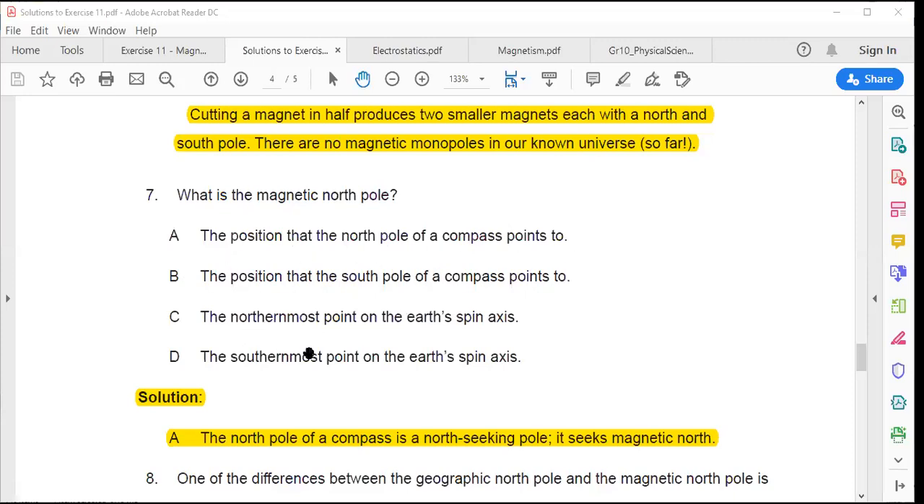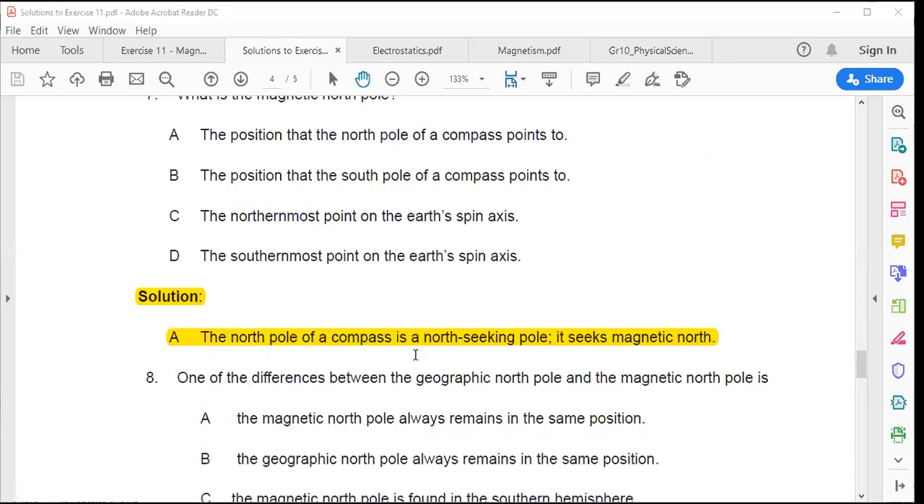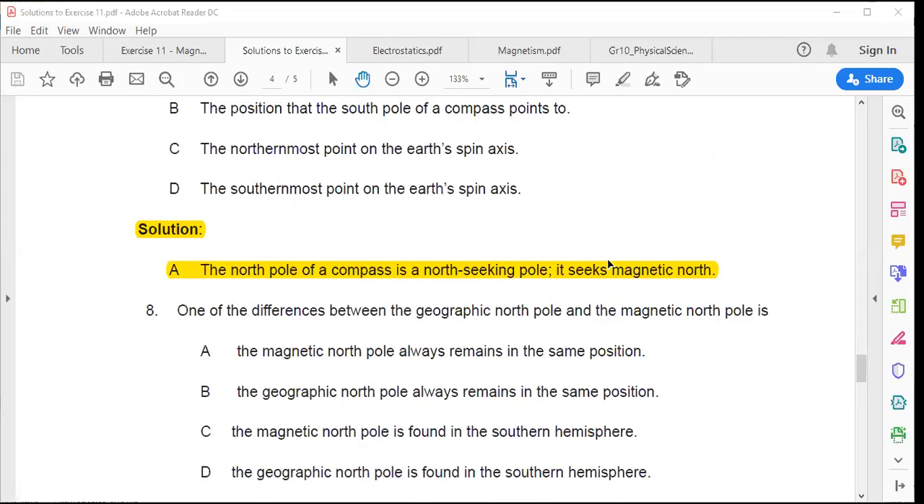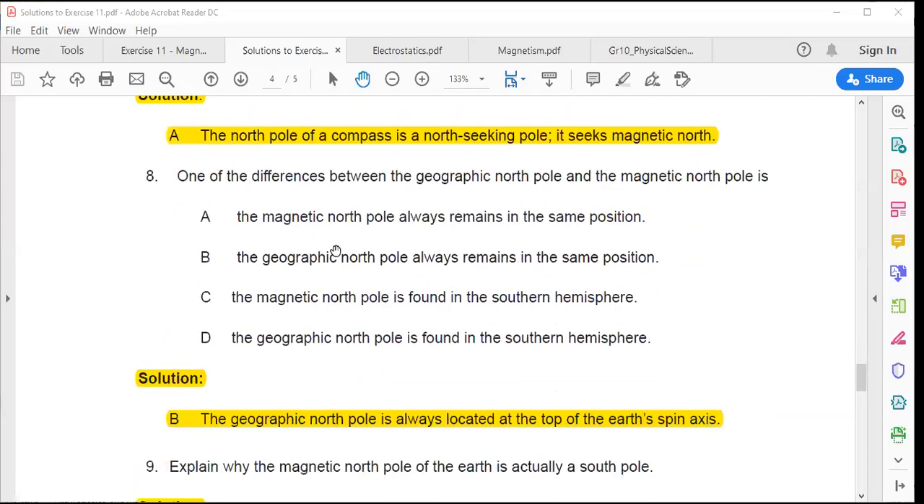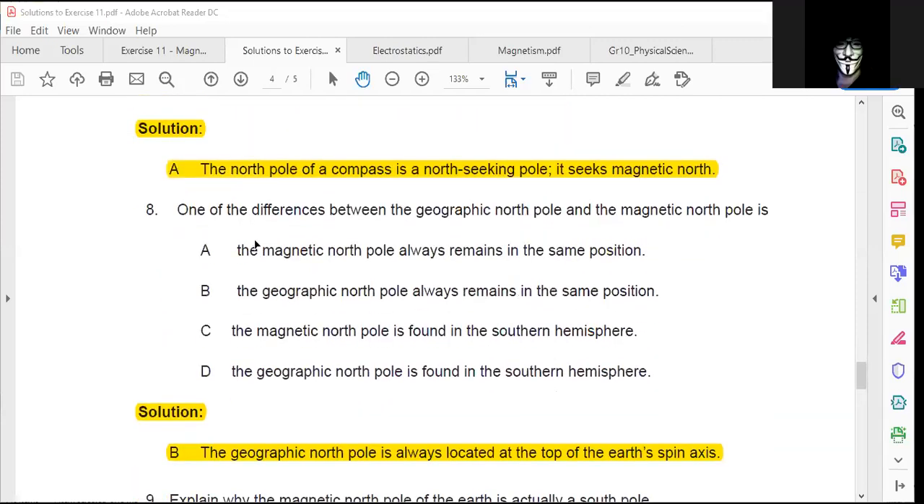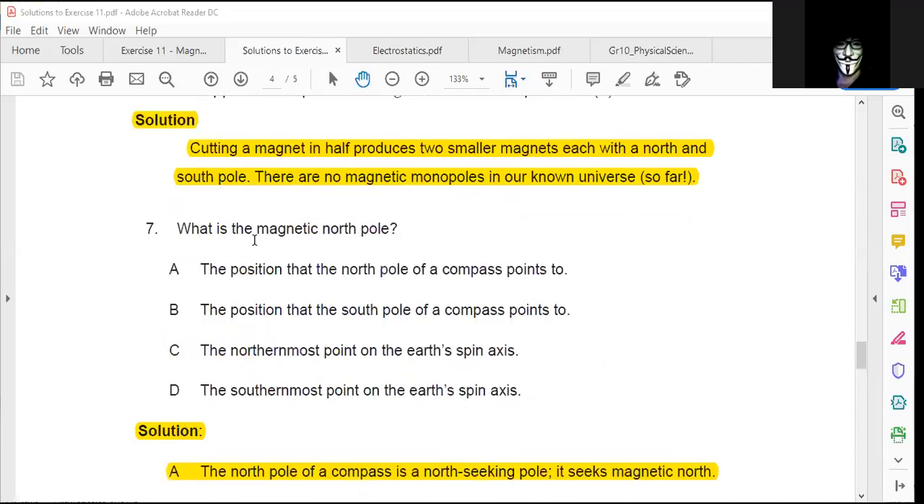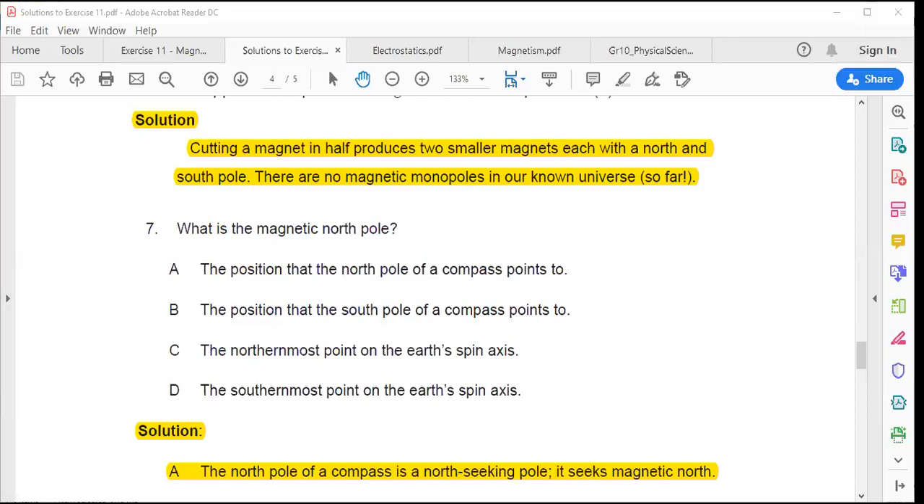So A, the north pole of the compass is the north-seeking pole. It seeks the magnetic north, which is the one that is in the northern direction there. Right, next one, multiple choice. Number 8. But isn't it that the South Pole seeks the North Pole? Yeah, but actually, isn't it our magnetic north?